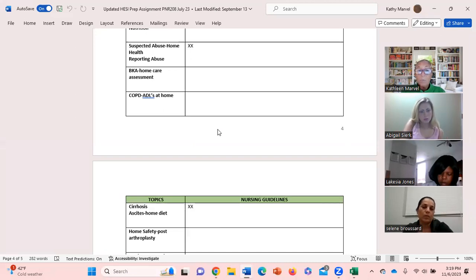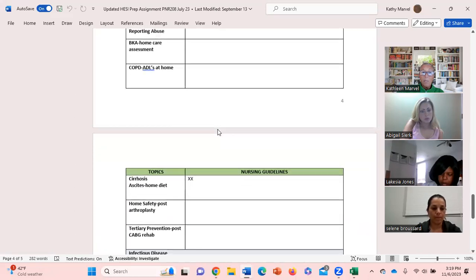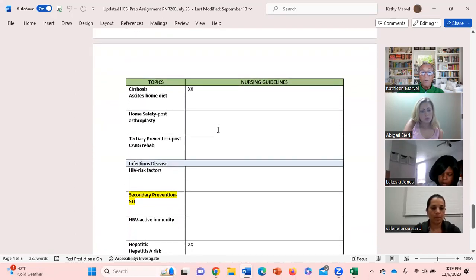COPD. What do we want to know? What should we know about how they accomplish their ADLs at home if they have COPD? Do they need to rest between meals? Do they need to keep their oxygen on while they're eating meals? This whole section is med-surg. BKA, COPD, cirrhosis.